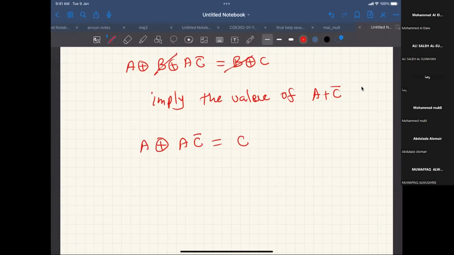Now, there is a property in the XOR gate, but we didn't teach it to you, in which you can take common factors. So you can take A outside here, and then it will be A ANDed with 1 XORed with C complement, and that equals C.